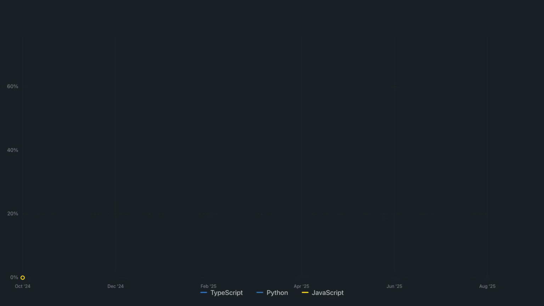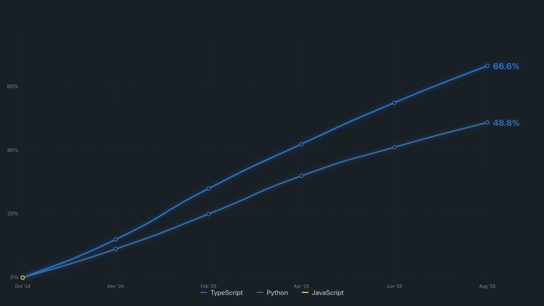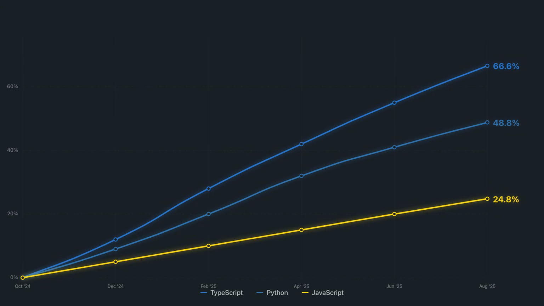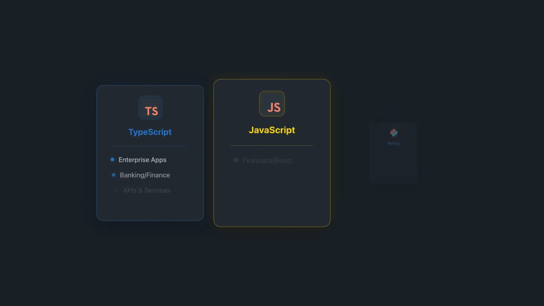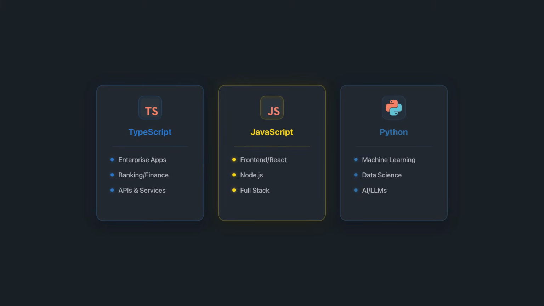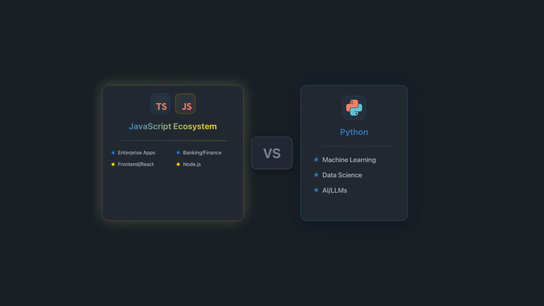But raw counts only tell part of the story. Look at the growth rates. TypeScript grew over 1 million contributors in 2025 alone. That's 66.6% year-over-year growth. Python grew 48.8%. JavaScript, just 24.8%. Now here's the key insight. The JavaScript and TypeScript ecosystems combined are actually larger than Python. TypeScript isn't replacing JavaScript. It's becoming the typed layer on top of it. And that combined ecosystem is massive.